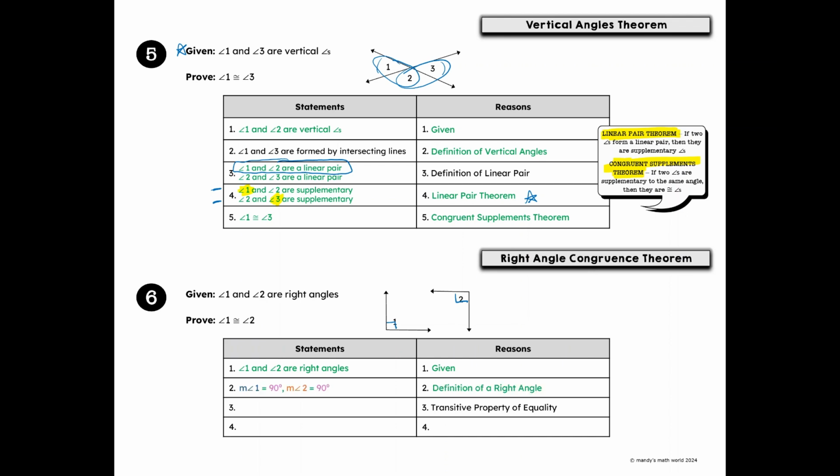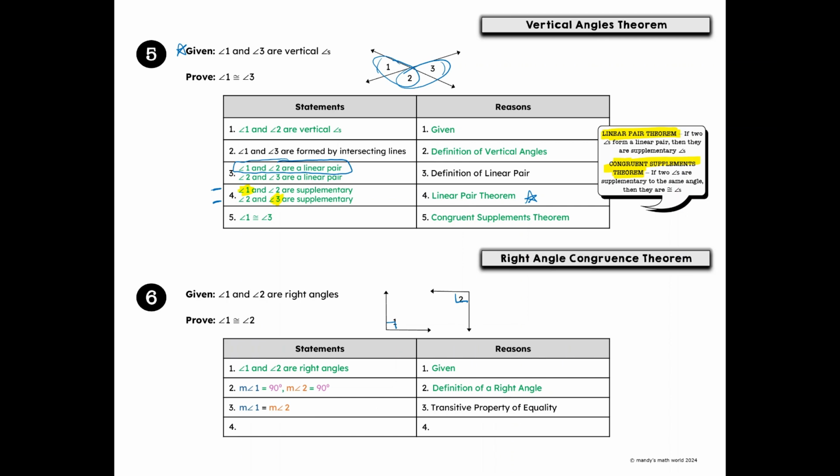Okay, angle 1 and angle 2 are right angles. I can then say that their angle measures are 90 degrees, and I know this by the definition of a right angle. And again, I've got my color coding going on, that I have two things that are equal to the same thing. Measure of angle 1 is 90 degrees, measure of angle 2 equals 90 degrees. Okay, they're equal to the same thing. Let's set them equal to each other.